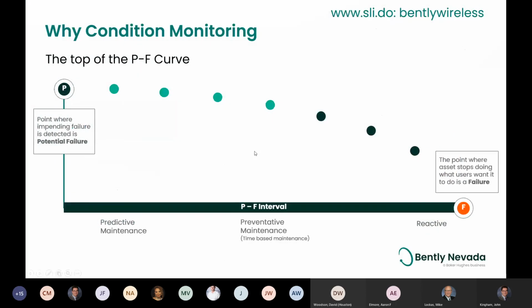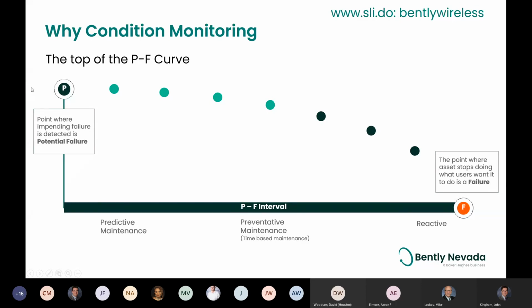Pre-COVID, I was traveling around the country introducing Orbit 60 to our customers through a series of Bentley days. And I would always ask the customers, hey, are you familiar with the PDF curve? Because the PDF curve helps you understand why we do condition monitoring. Quite a number of people knew about it, and there were still some people that did not. So I like to go over it.